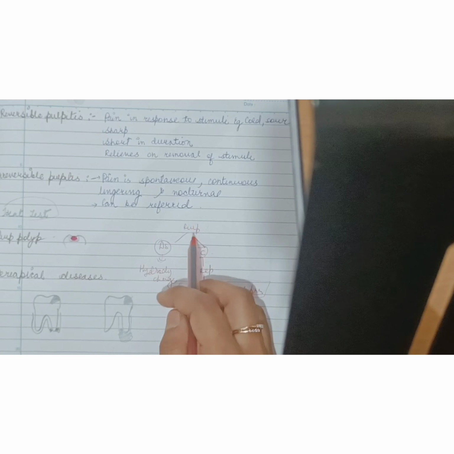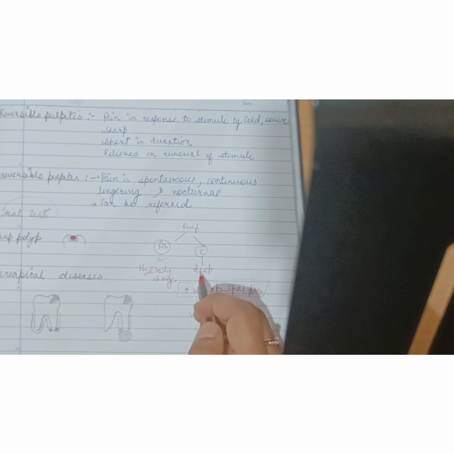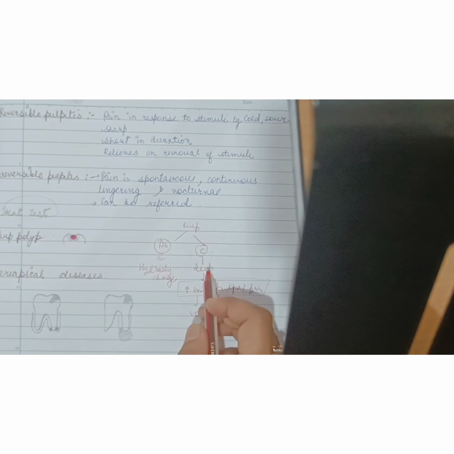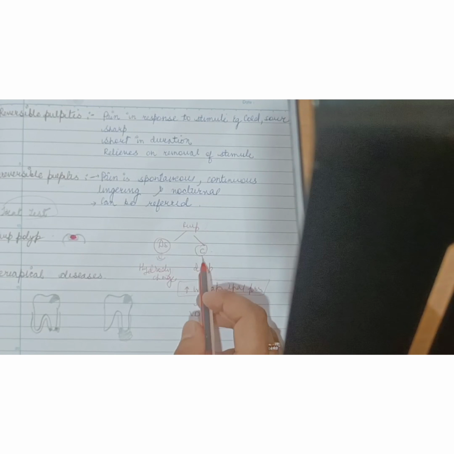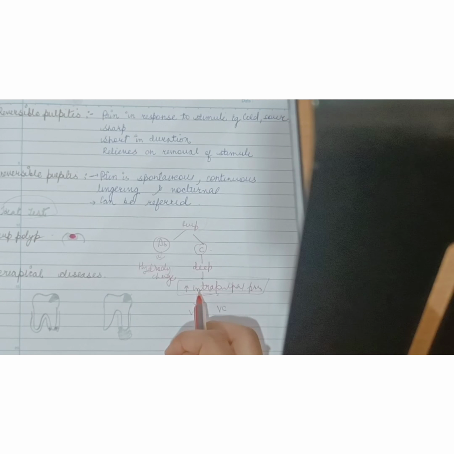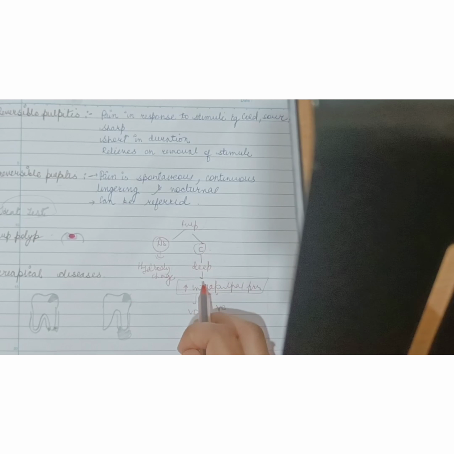In pulp, there are two kinds of fibers, A delta and C fibers. C fibers are located deep and therefore are associated with irreversible pulpitis. So C fibers respond to increased intrapulpal pressure. Whenever the intrapulpal pressure increases, C fibers are stimulated and the pain occurs.